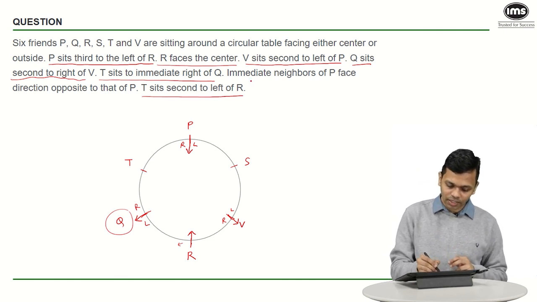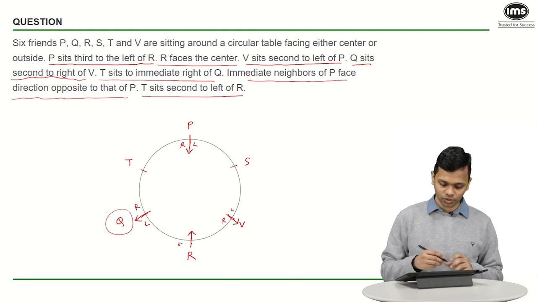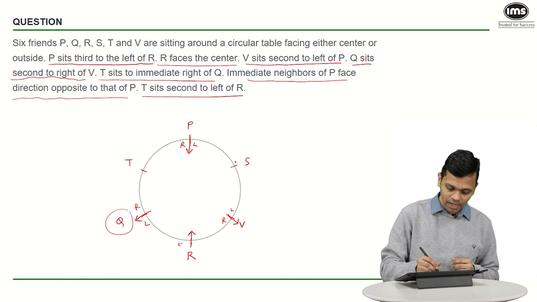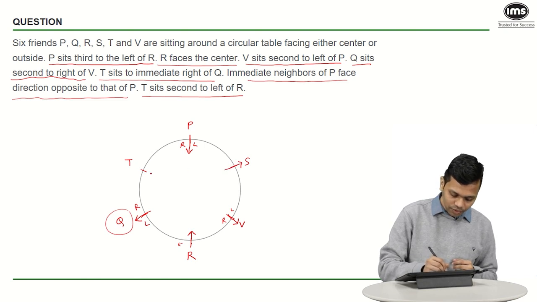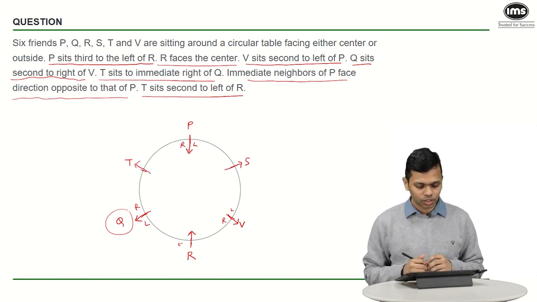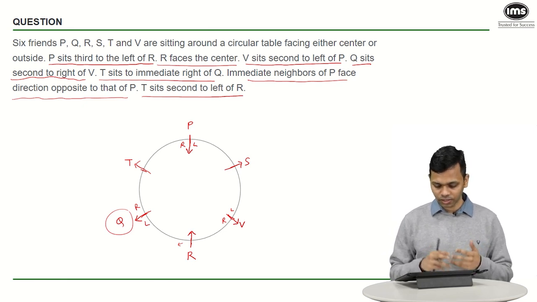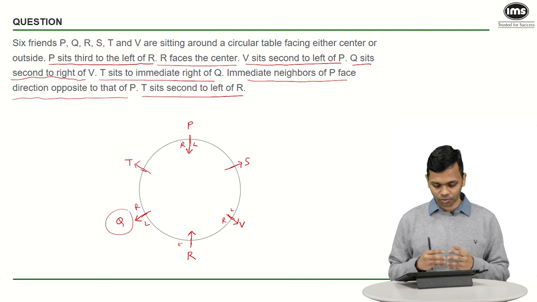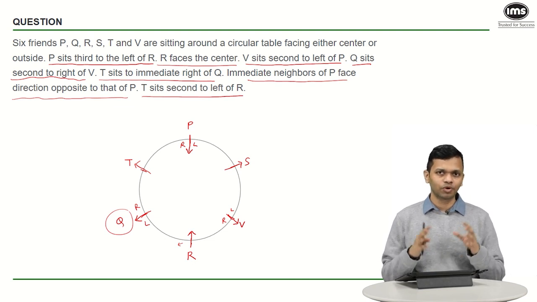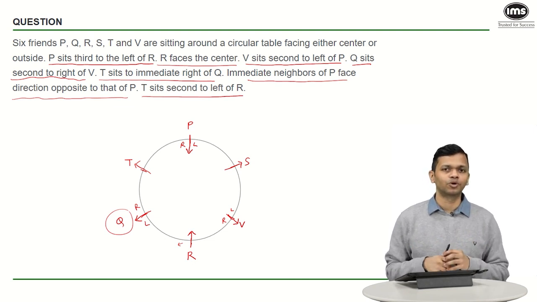We know that immediate neighbors of P face directions opposite to that of P. So since P is facing inwards, S and T, both of them will be facing outwards. So we have P facing inwards, S outwards, V outwards, R inwards, Q outwards and T outwards. So we have placed everything. Now we can jump on to questions. So let's look at the solutions of the two questions which are based on this set.